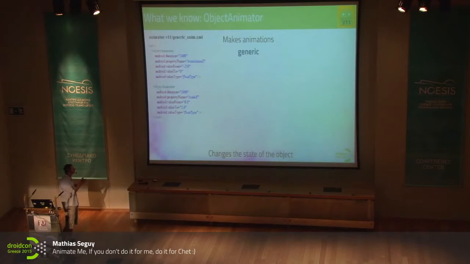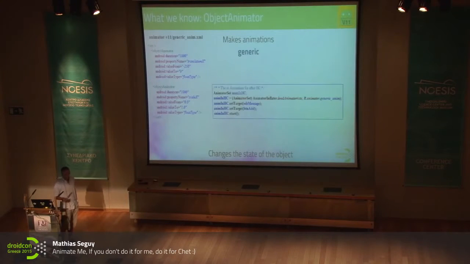We can easily do what we were doing with tween animation. And then in Java, we load the animation, we define the target, and we start the animation. Object animator changes the state of the object, of the view. Not only the rendering, it will change the state of the object.